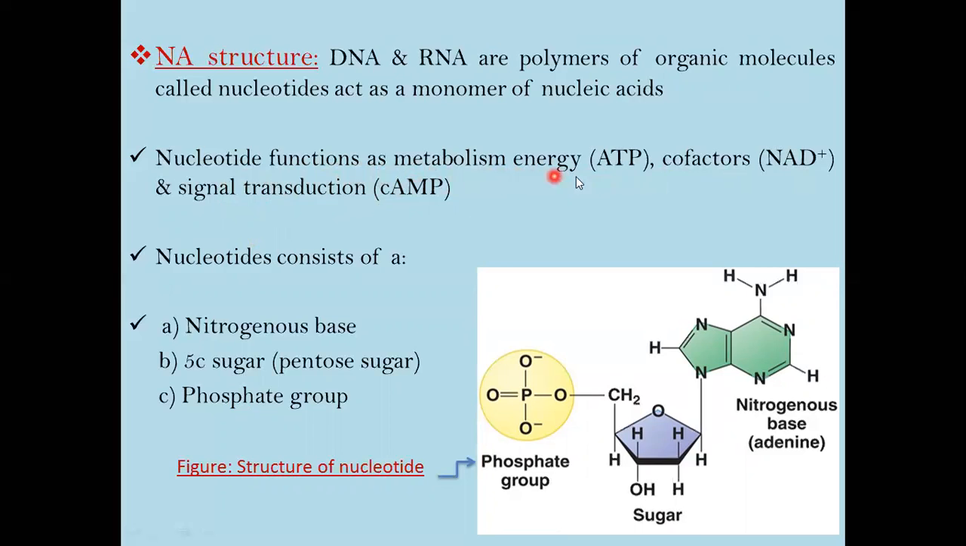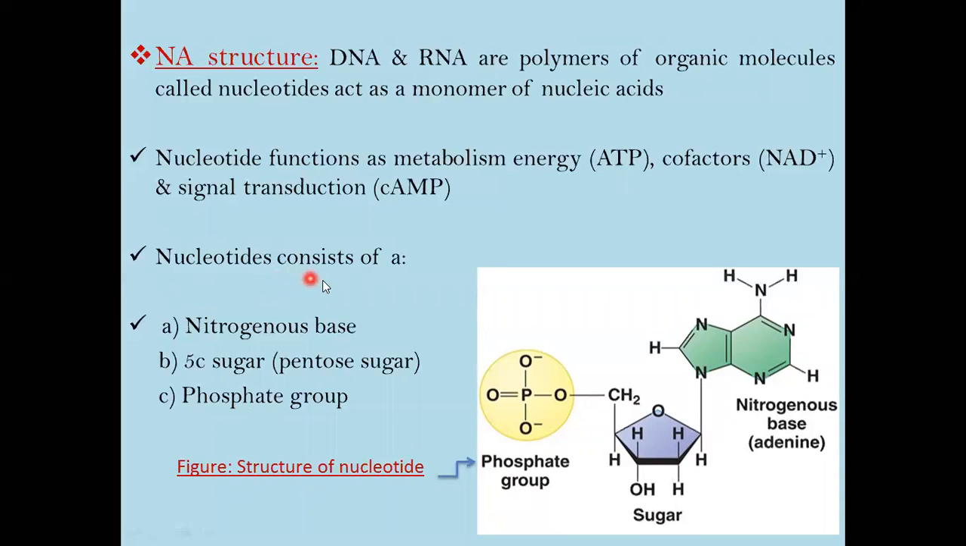ATP, we already know about ATP, it is the energy currency of the cells. Cofactors are the non-protein part of enzymes, and these are organic in nature. NAD, FAD, these are coenzymes. So cofactors are further classified as coenzymes because these are organic in nature. And in signal transduction, cyclic AMP, these are important types of nucleotides which perform very important functions inside the cell.